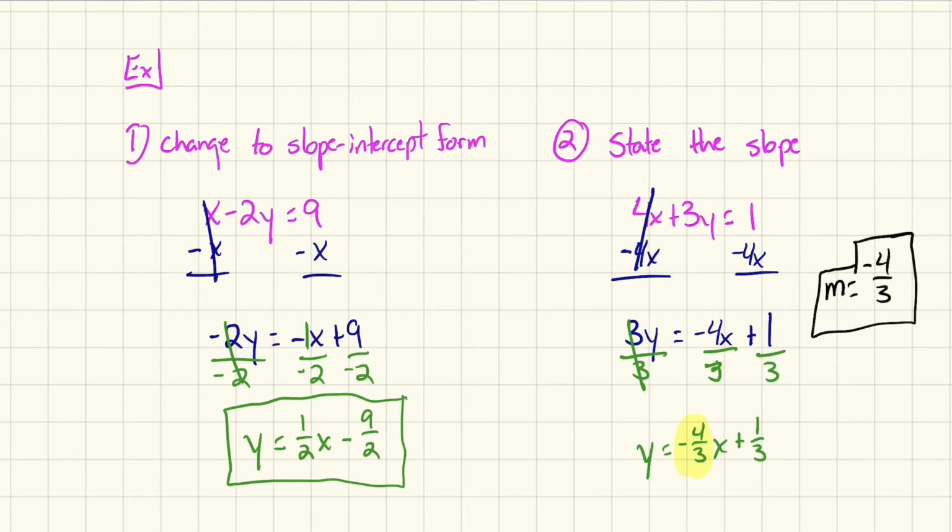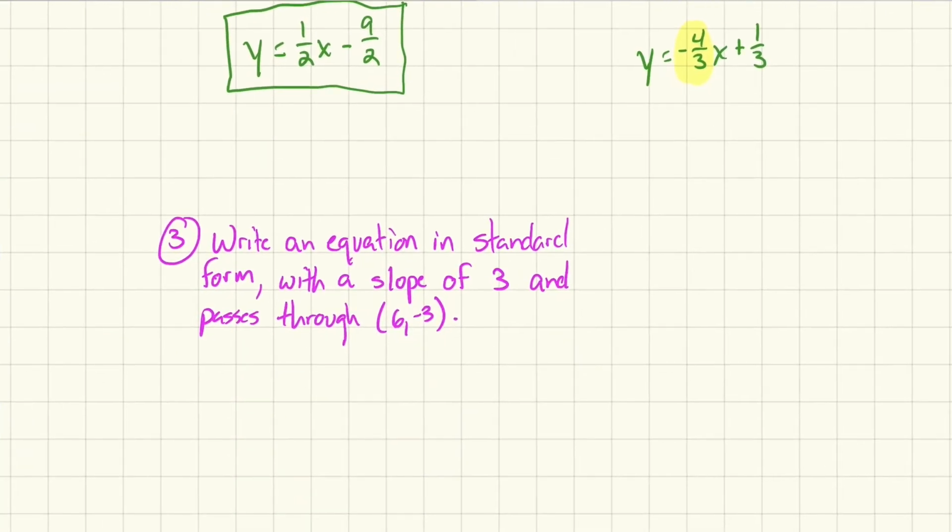Okay, so you can see in problems 1 and 2 here that the examples are exactly the same. Even though the instructions are asking you to do different things, your process for solving is still the same. Taking standard form, putting it into slope-intercept form. All right, so now we move on to number 3.